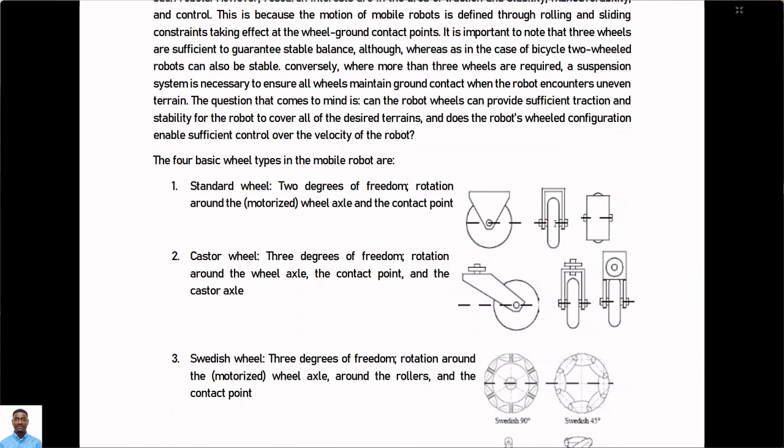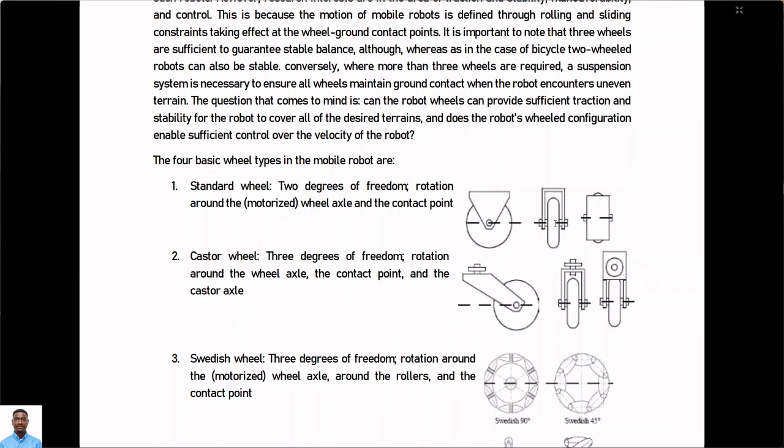You have the standard wheel. The standard wheel just looks like what you have in vehicles. So these are wheels that only rotate about a fixed point, just like you have in vehicles.